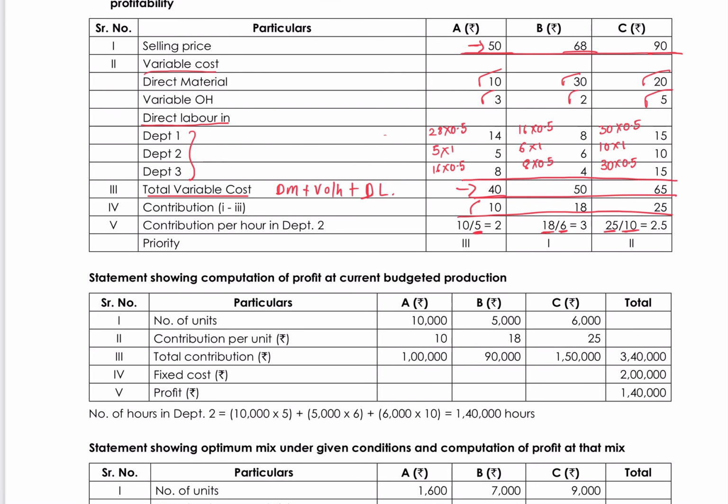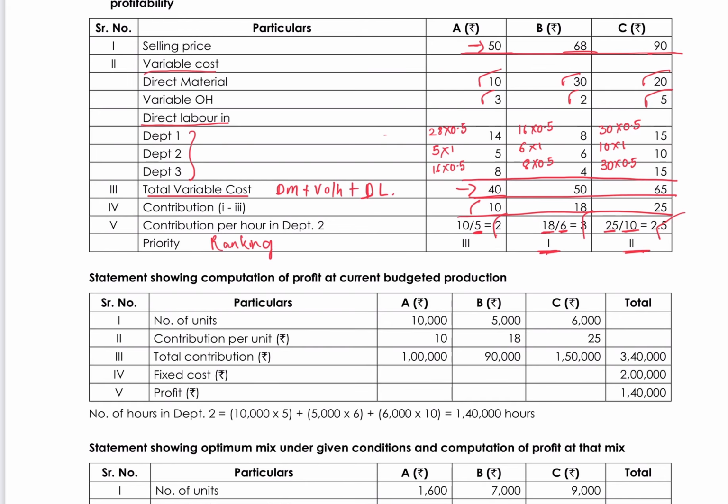So we got the answer. Contribution per hour for product A is 2, for product B is 3, and for product C is 2.5. So the highest is 3 for product B, second ranking is product C at 2.5, and last is product A, which gives 2. So we have done the ranking now.